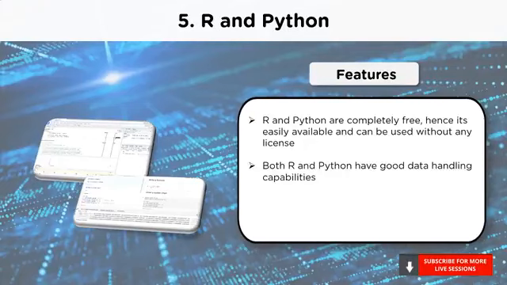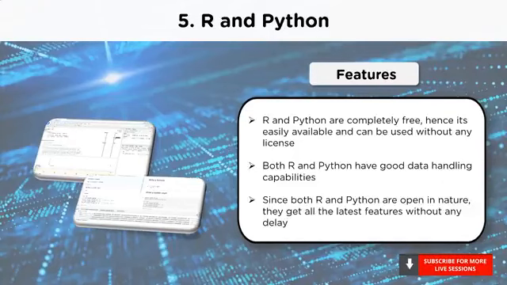R used to compute everything in memory and hence the computations were limited, but now it has changed. Both R and Python have options for parallel computations and good data handling capabilities. As mentioned earlier, as both R and Python are open in nature, all the latest features are available without any delay.